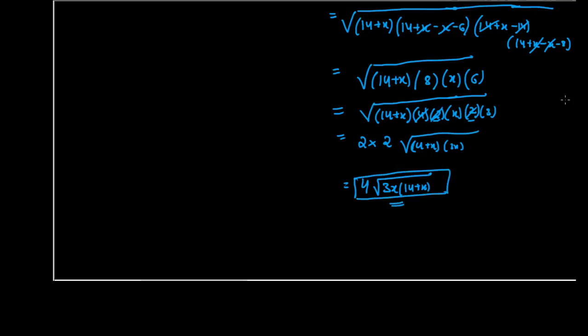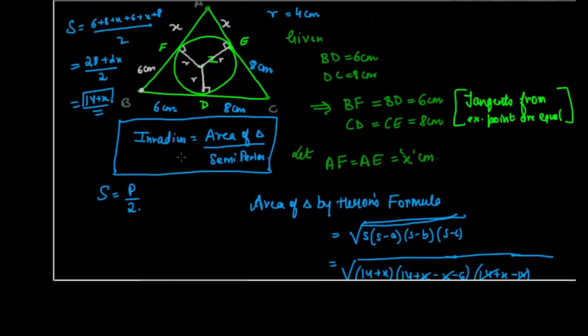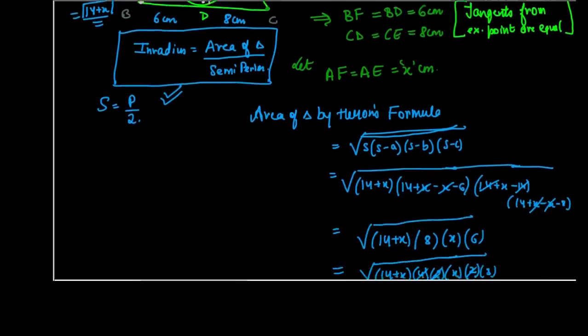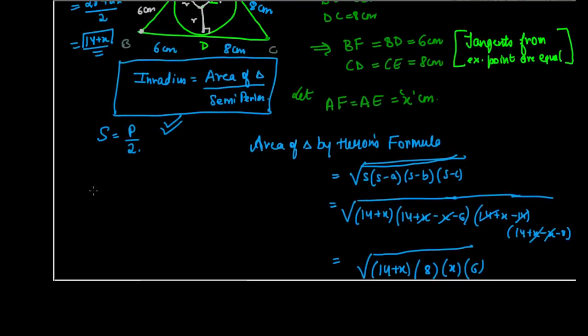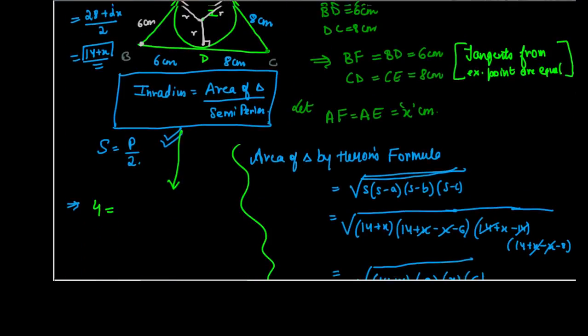Okay. Now come back to our formula. You know the semi-perimeter in terms of x. You know the area in terms of x. You know the in-radius. You'll get an equation in x. Let's solve it. So using this formula, the in-radius is going to be 4, which is given in the question, right? If you see, in the question, the in-radius is given as 4.